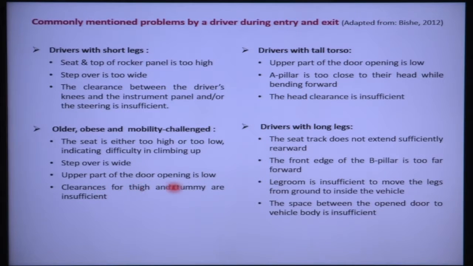Upper part of the window opening is low. Upper part of the door opening is low, because for them bending is the problem. As they cannot bend their neck more, or the overall body, they prefer to enter as much as possible in a vertical position. So, for that reason, they feel that upper part of the door opening is low for them. Otherwise, they have to bend more.